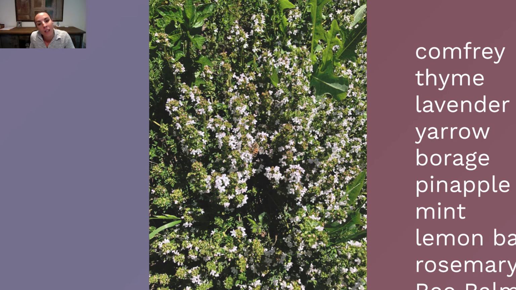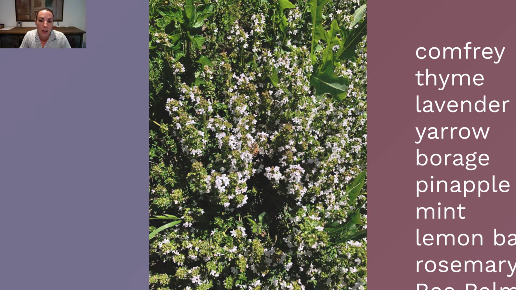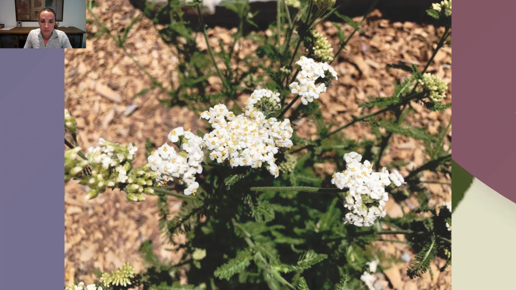This is thyme, little honeybee on the thyme. This is flowering right now. Great spring herb for the bees. And this is yarrow, which I actually haven't seen any honeybees on. I've only seen native bees on.